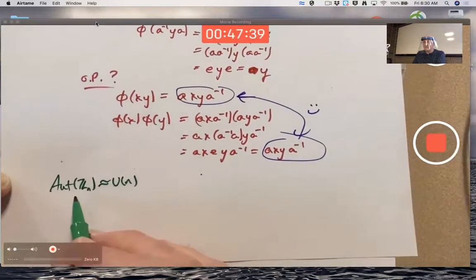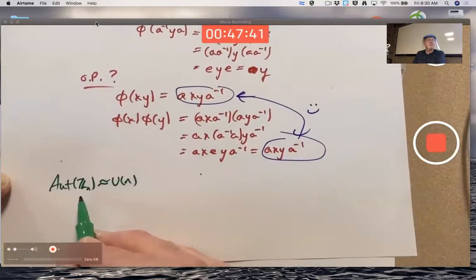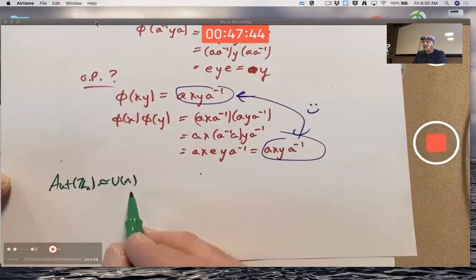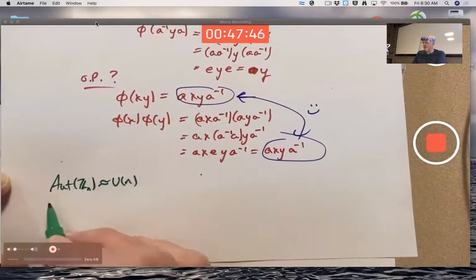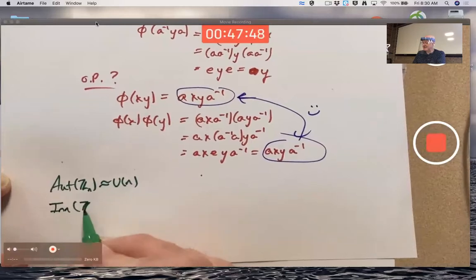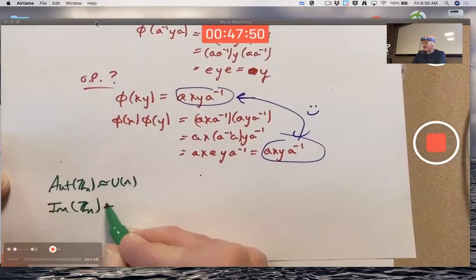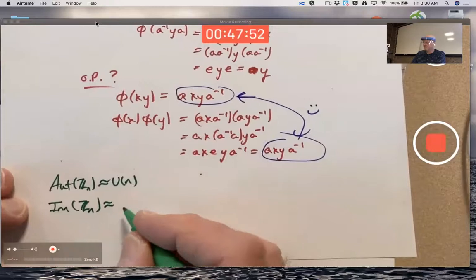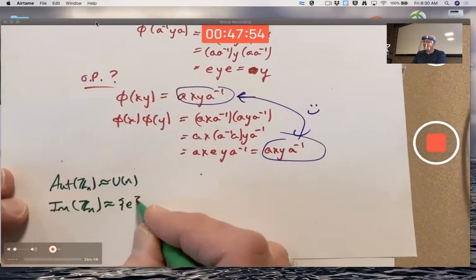So, Z_n is abelian, so Inn Z_n is trivial. Because Z_n is abelian, Inn Z_n is isomorphic to the trivial group, just an identity element by itself.